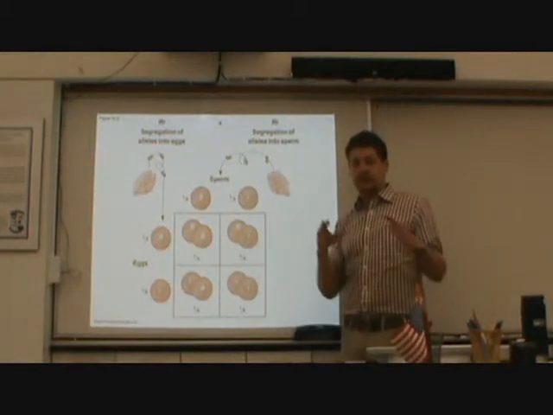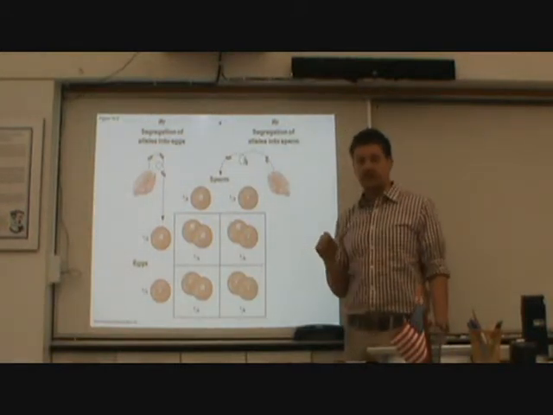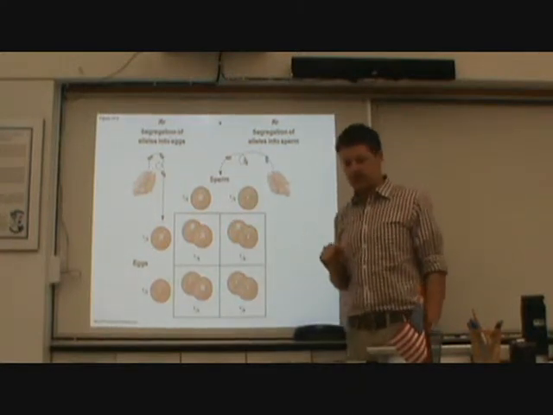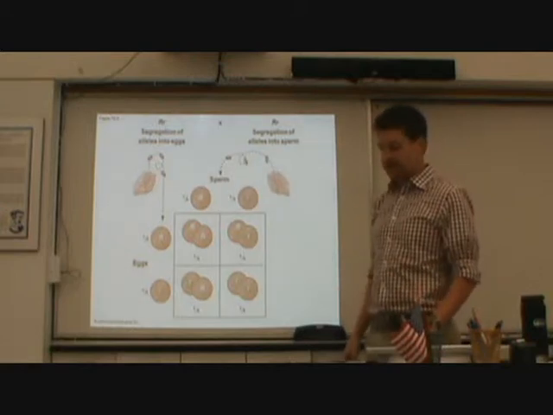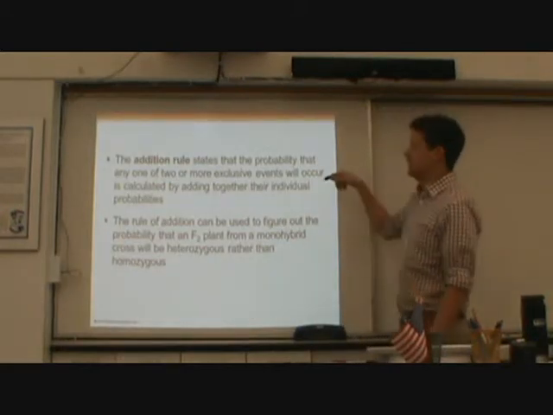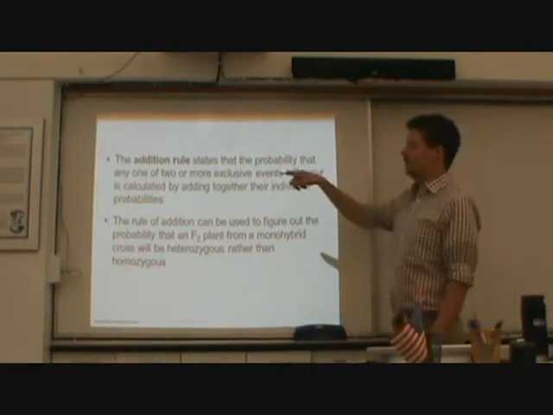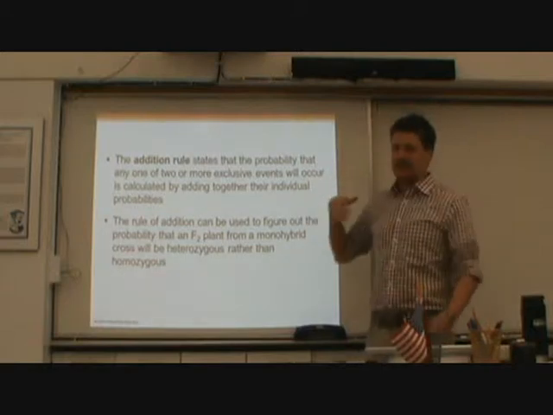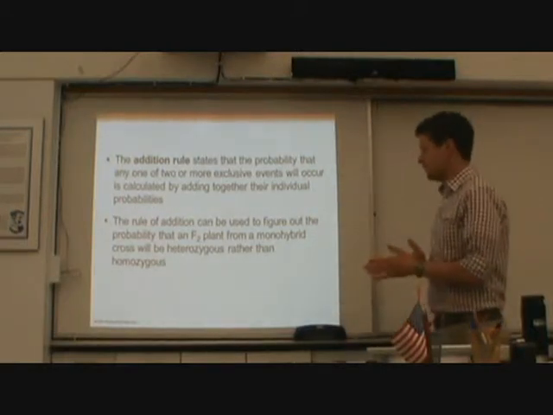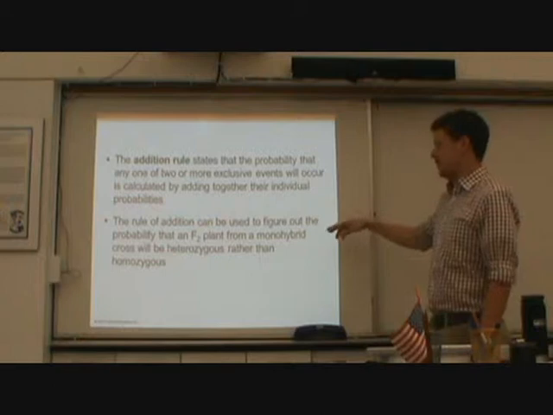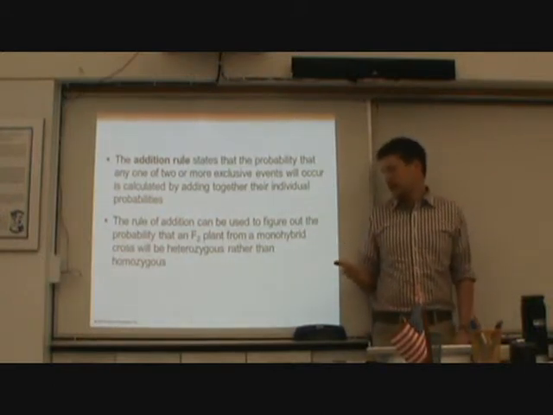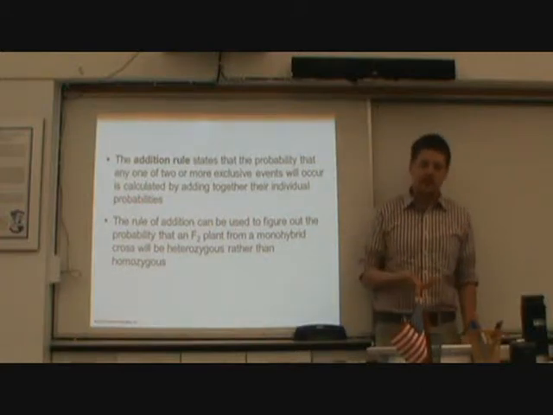But if we were to look at just the chances of us getting one of each, it's actually 1/4 plus 1/4 to make 1/2. So the addition rule states that the probability of any one of 2 or more exclusive events occurring is calculated by adding together their individual probabilities. That's what I just did. So the rule of addition can be used to figure out the probability that an F2 plant from a monohybrid cross will be heterozygous rather than homozygous.